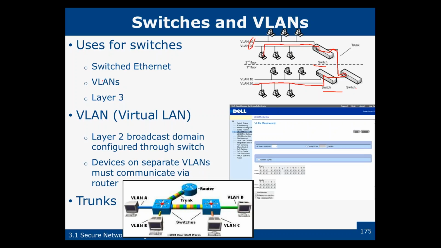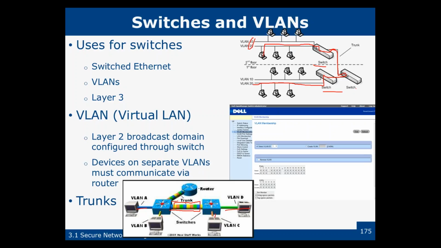Trunks, and this image down here is designed with colors. Find my pointer. We have different colors for different VLANs. The trunk port has all the colors. It has all of the VLANs in it. When a packet goes out of a switch, it's tagged. When it goes into a switch, the tag's removed and it is sent to the proper VLAN.